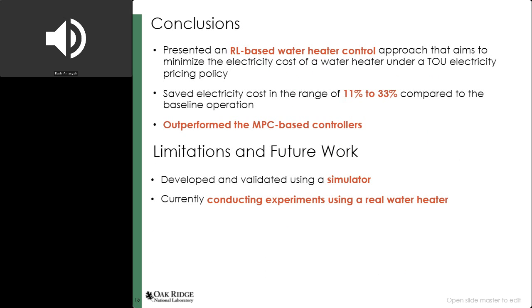So in conclusion, in this study, we presented an RL-based water heater control approach that aims to minimize the electricity cost of a water heater under a time of use electricity pricing policy. We saved electricity costs in the range of 11% to 33% compared to the baseline operation. And the RL-based approach slightly outperformed the MPC-based controller. These results were based on a water heater simulator. Currently, we are conducting a similar experiment using an actual water heater, and we will also publish the results using the actual water heater pretty soon.